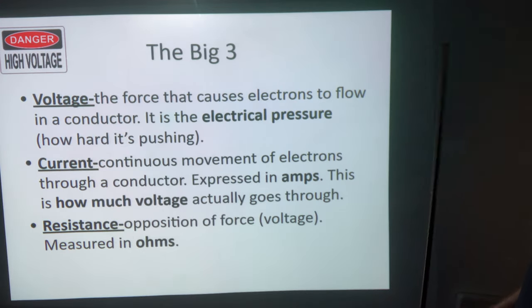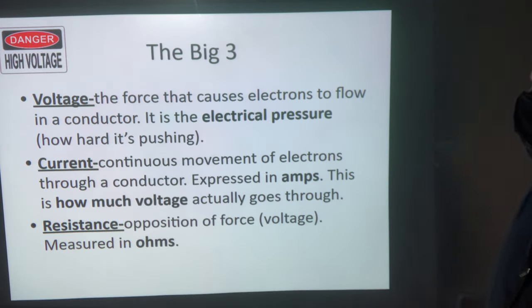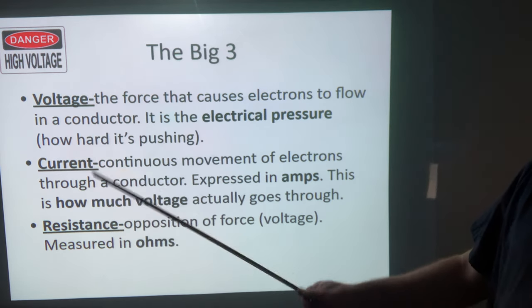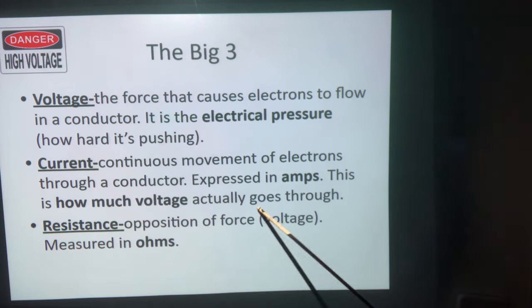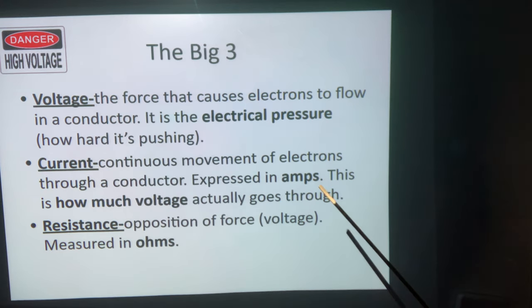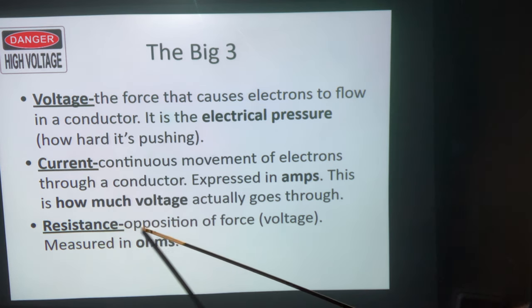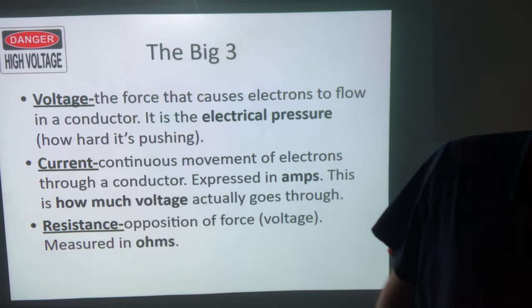Voltage is a force that causes electrons to flow through a conductor. It is electrical pressure, how hard it's pushing, okay? Current, which is amps, is the continuous movement of electrons through a conductor. This is how much voltage actually goes through, okay? Resistance is the opposition of force, voltage, measured in ohms.